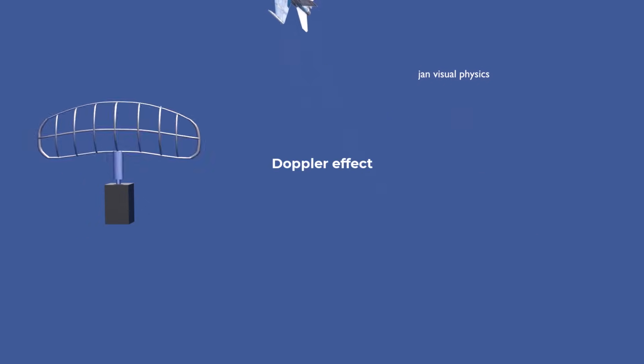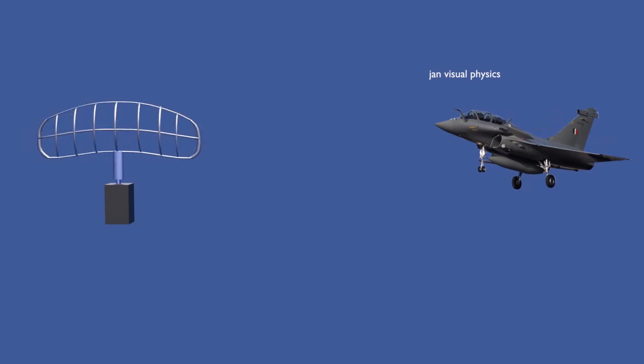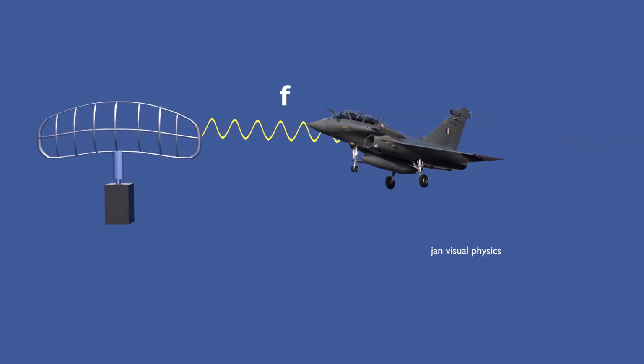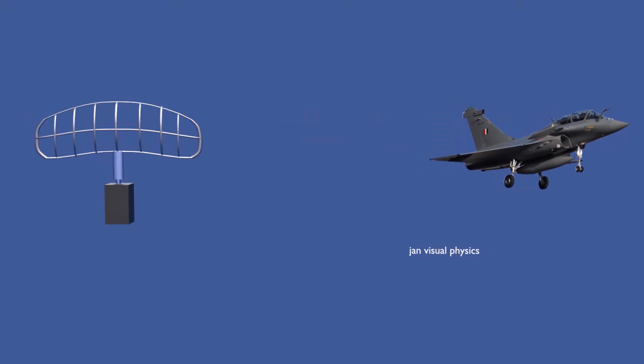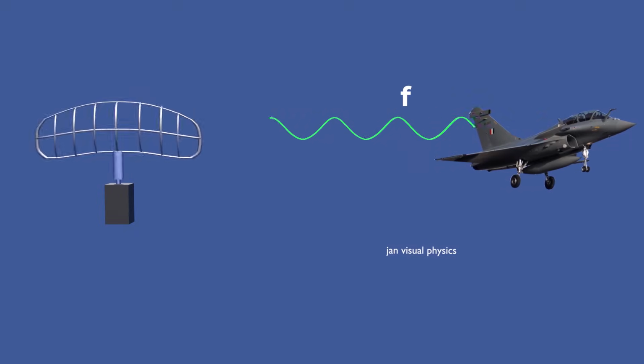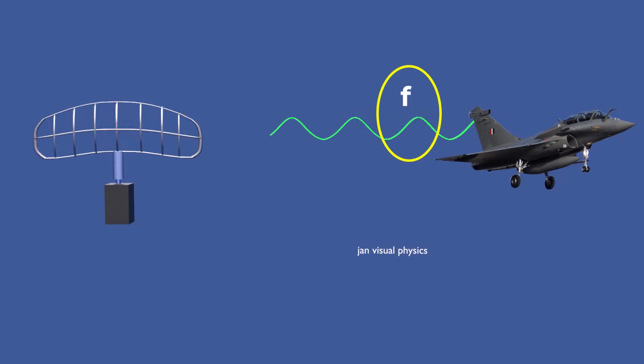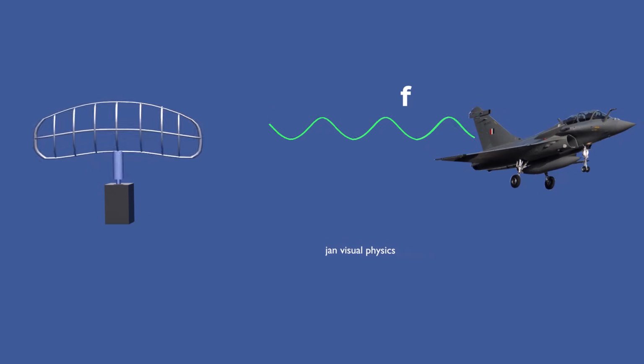Radar can measure the speed of an object using the Doppler effect. If the object is moving toward the radar, the frequency of the reflected wave increases. If the object is moving away, the frequency decreases. This change in frequency is used to calculate the speed of the object.